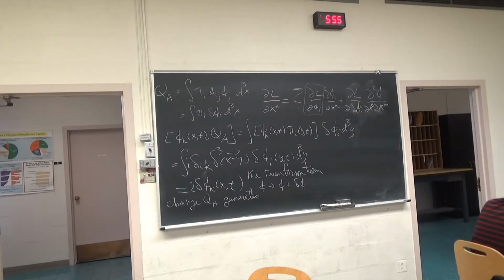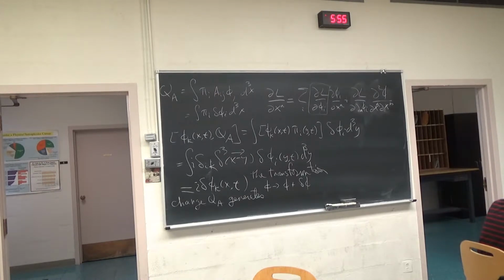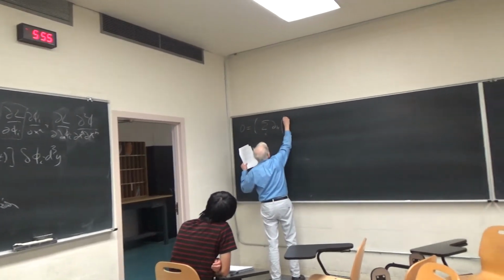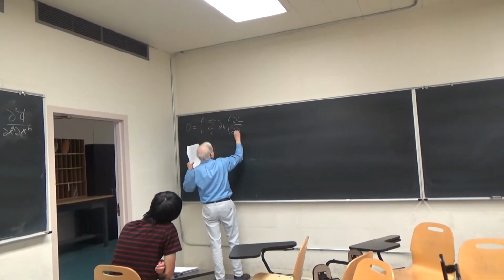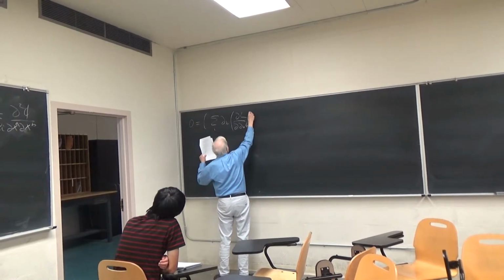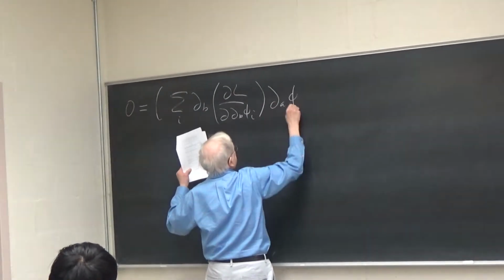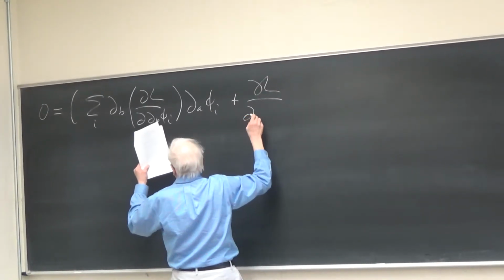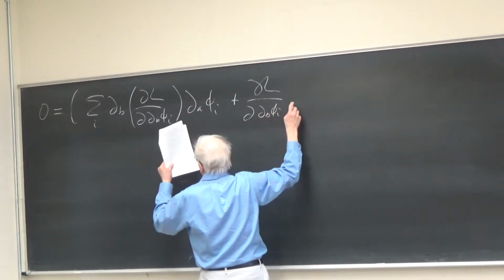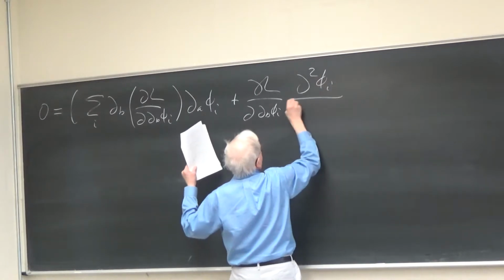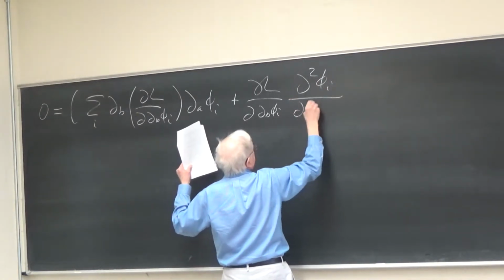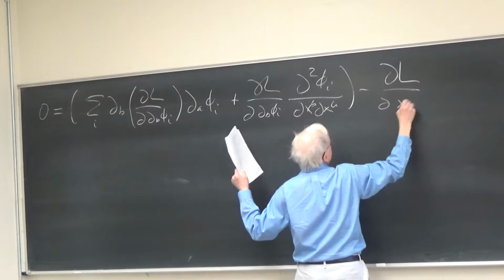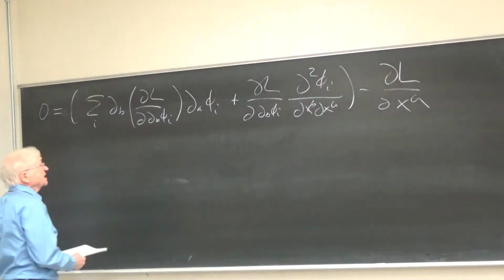And when we do that, what we get is 0 is the sum on i of the b derivative, partial with respect to x^b, of partial L with respect to the b derivative of phi_i times the a derivative of phi_i, plus partial L, partial b derivative of phi_i, times the second derivative of phi_i, partial x^b, partial x^a, and then minus partial L, partial x^a. So I've essentially just repeated that expression there.